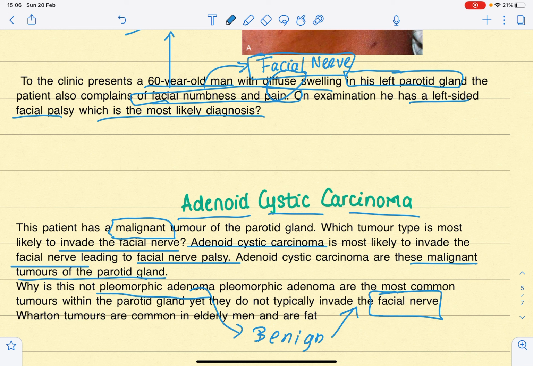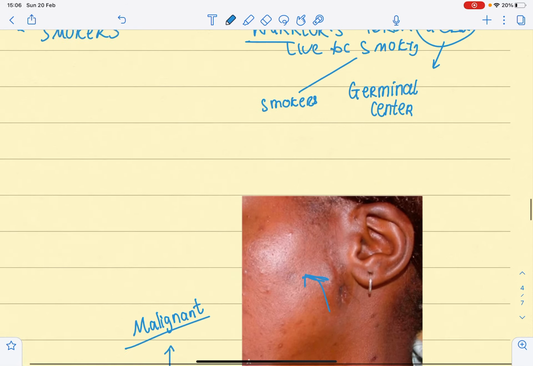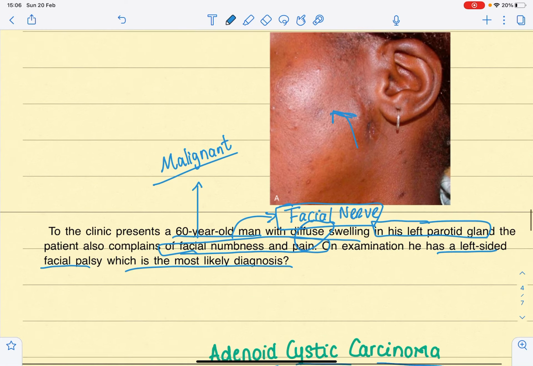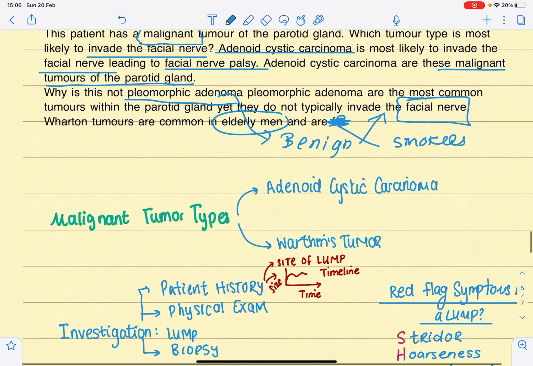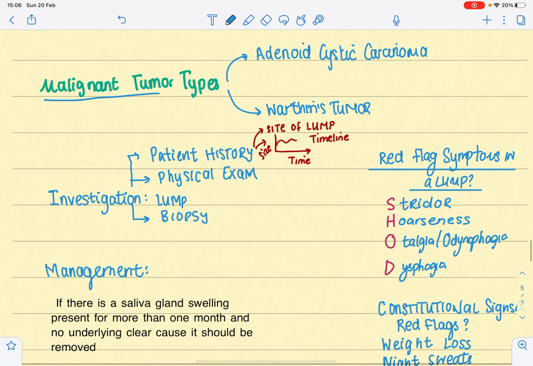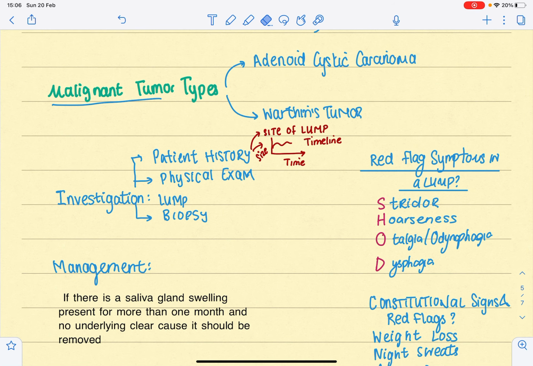Wharton tumours are common in elderly men. This is my copy paste. Common in elderly men and smokers. So Wharton tumour is the one we discussed up there, which was common in elderly males who are also smokers. Adenoid cystic carcinoma is a type of malignant tumour. Now, I don't know why I put Wharton's here. The other malignant tumour is mucoepidermoid, okay?